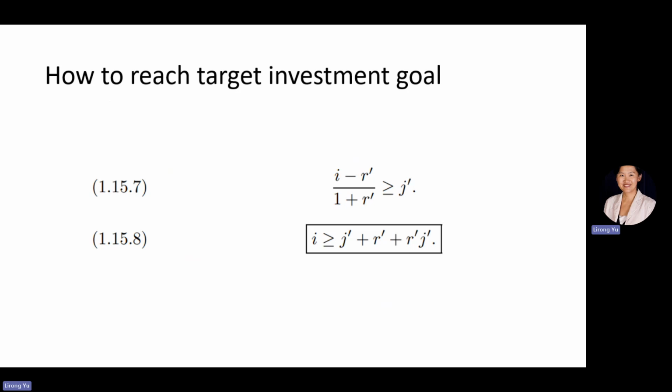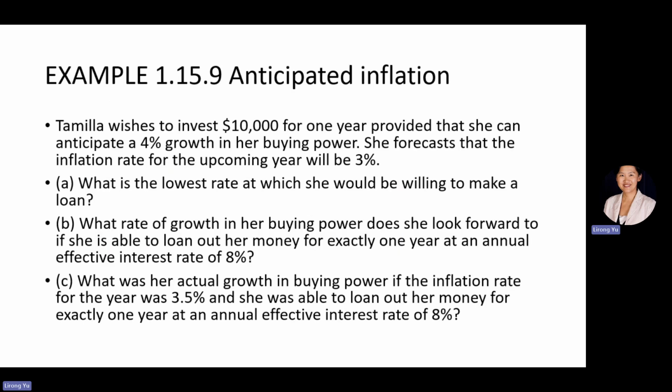So the lower boundary for the I, for the interest rate. Okay, what kind of interest rate will make sure you reach the J prime, which is your goal? The R prime is perceived or anticipated inflation. The J prime is the target investment goal, and then I is the projected or proposed interest rate for the investment. We want that to be high enough. We're going to apply that formula for a question. So here we have Tumla wishes to invest 10,000 for 1 year, provided that she can anticipate 4% growth in her buying power. So that's the 4% growth in her buying power, that is your J prime.